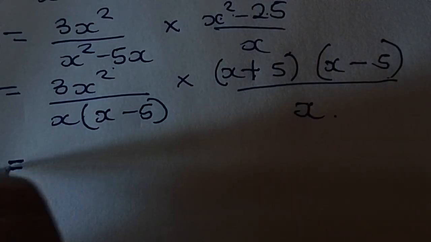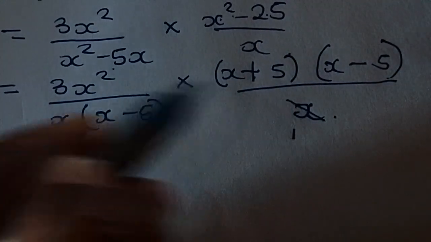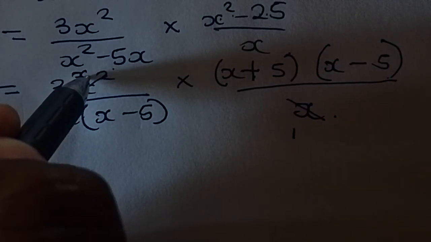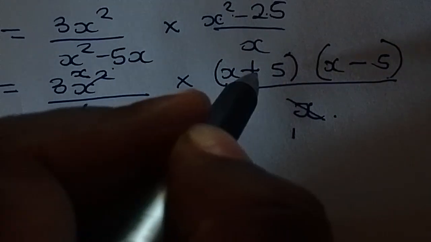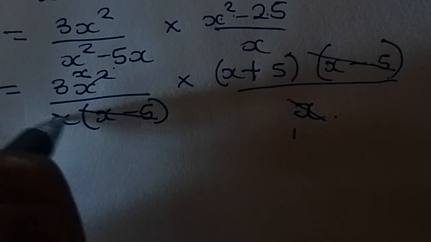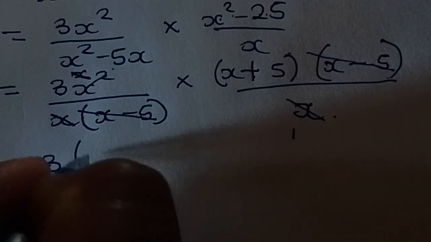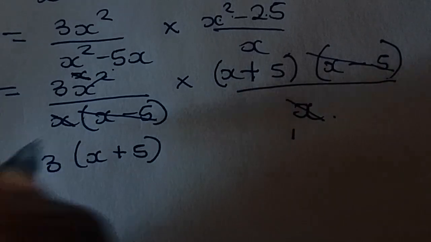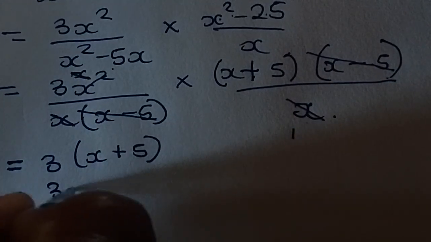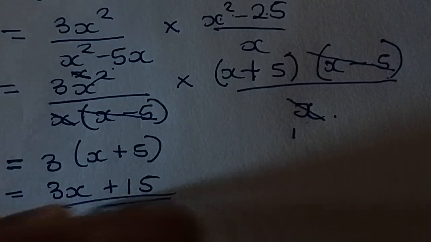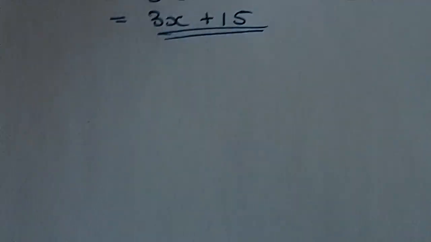Right, so we now have this x divides into this to remain with x there. This x minus 5 into x minus 5. This x into this x. So we now have 3 times this. So it's 3 times x plus 5 over 1 to get 3x plus 15. So we have simplified as far as possible: 3x plus 15. That's our number 13. Moving on to number 14.